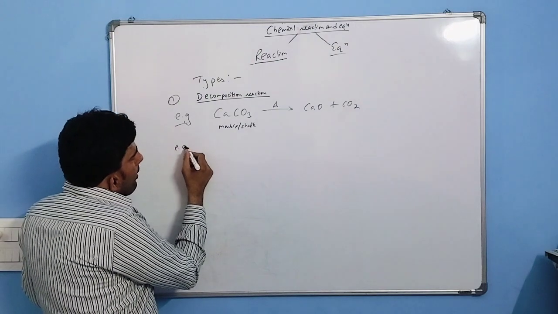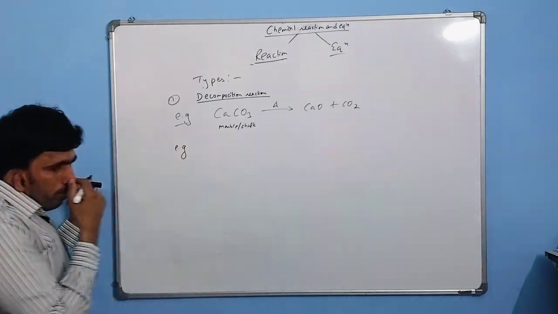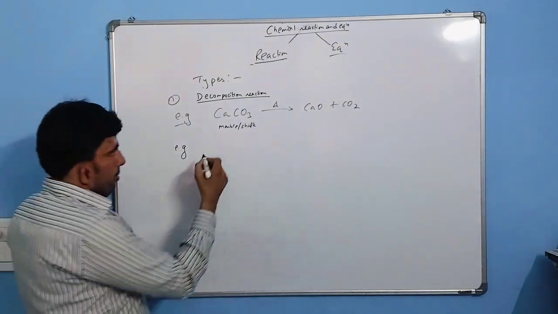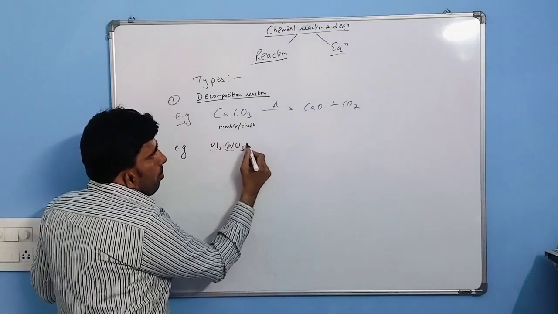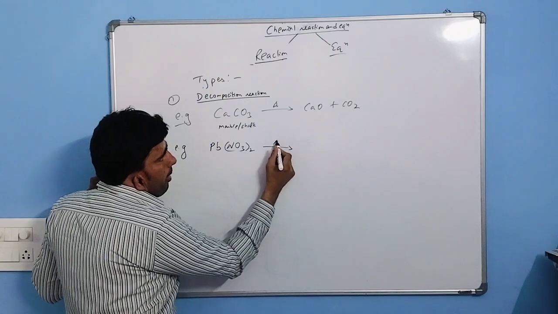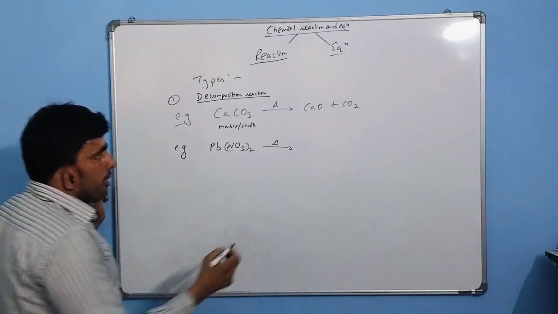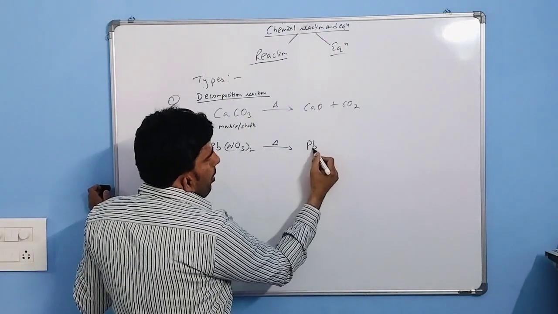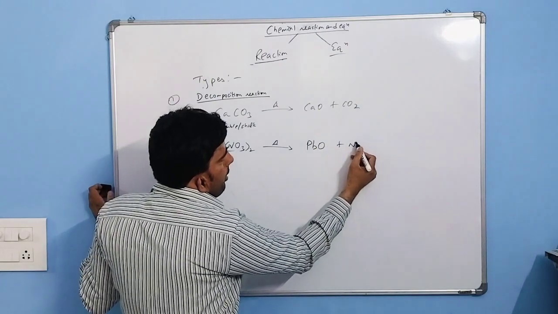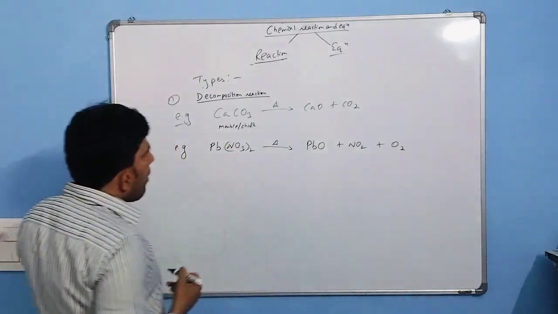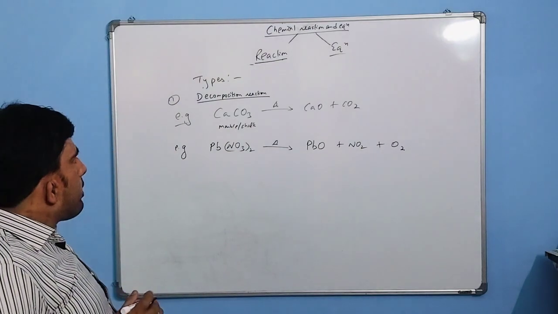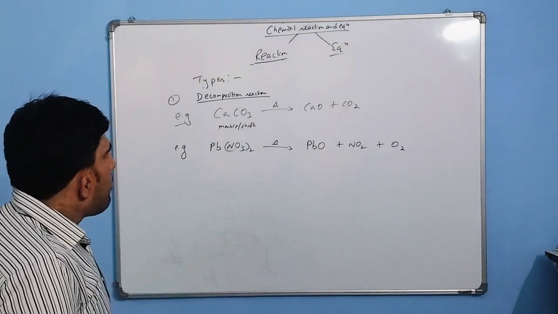One more example I can take. What can I take? Lead nitrate, Pb(NO3)2. When I heat this, what I will get is lead oxide plus NO2 plus oxygen. Okay, so that is what I have written.